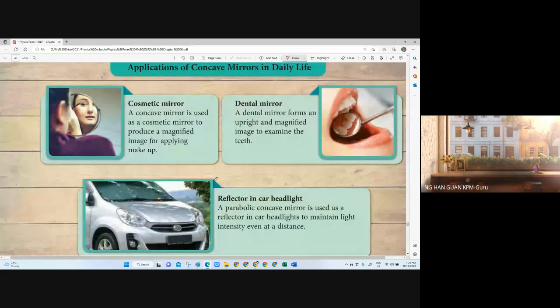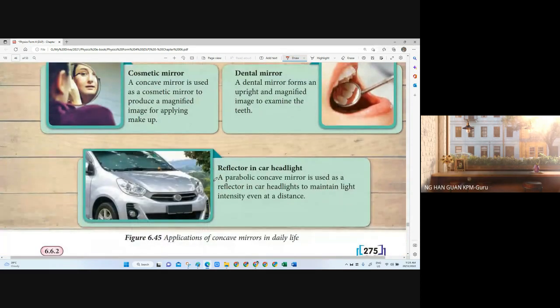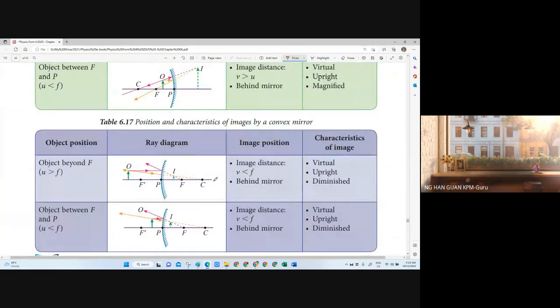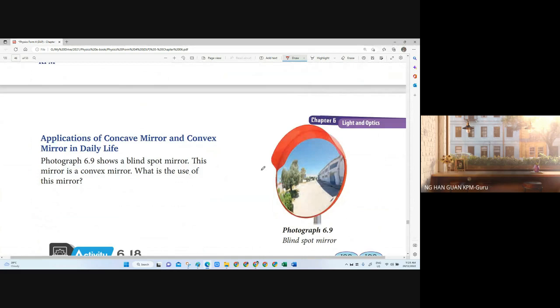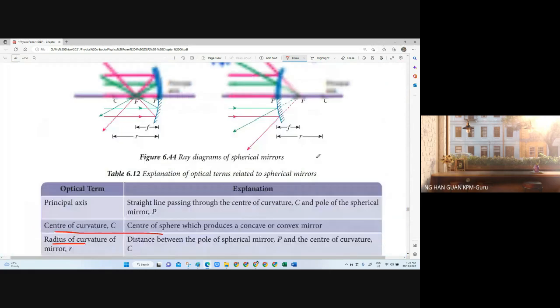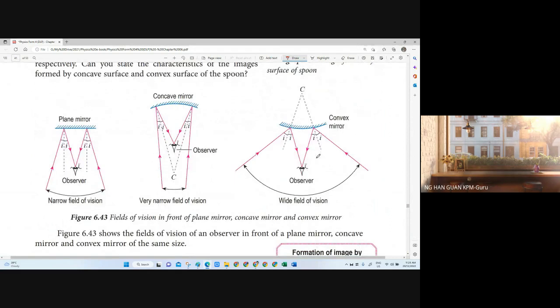Basically, we usually use a convex mirror. Because the convex mirror gives a wider range of view, like this one, you see. Convex mirror gives a wider range of view. But the concave mirror narrows down the vision.